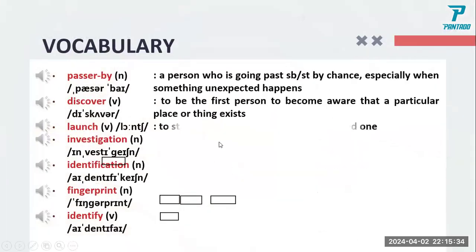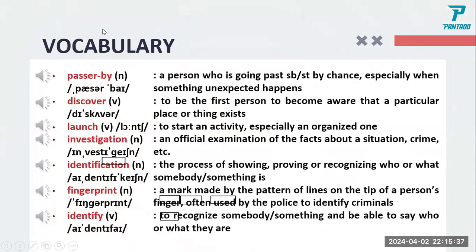Okay, so we have here vocabulary. Come across, to go past somebody or something by chance, especially when something unexpected happens. Okay, to be the first person to become aware that a particular place or thing exists. Discover it. Launch, it means to start an activity, especially an organized one. Investigation, it is an official examination of the facts about situations, about crime, etc.